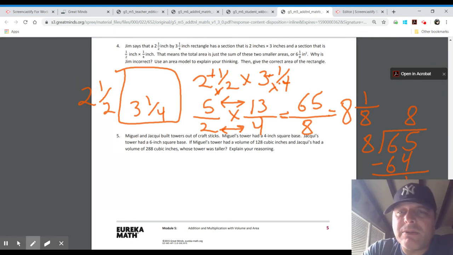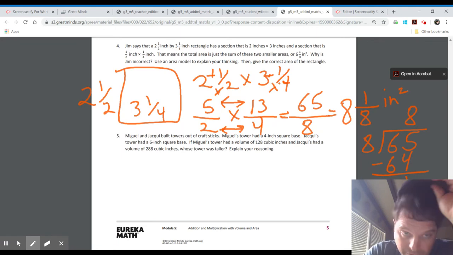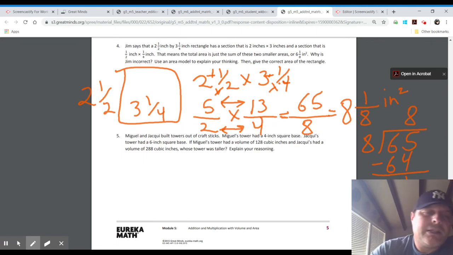Oh, by the way, don't forget to do your labels. That's going to be inches squared. And make sure you explain why Jim is incorrect. He's incorrect because he's only multiplying 1/2 and 1/4 when he should have been doing 1/2 multiplied by the 3 and the 1/4, not just the 1/4. Okay, all right.